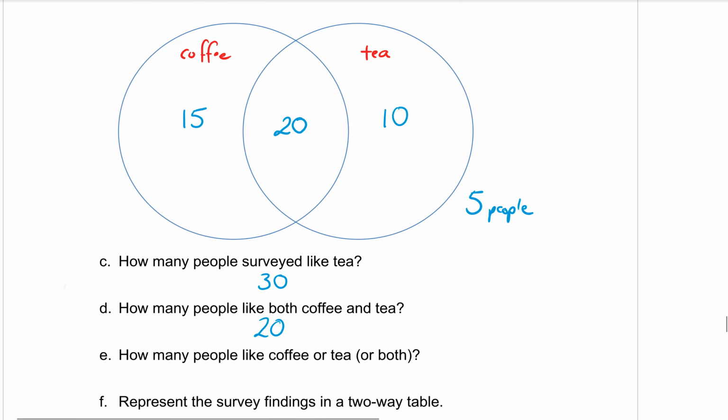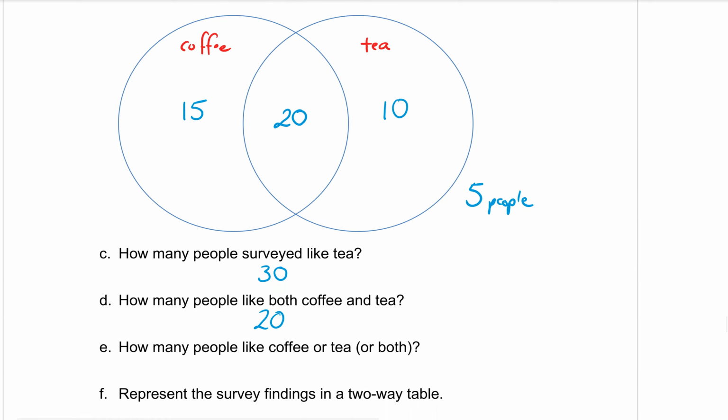And how many people like coffee or tea or both? So they can like coffee, they can like tea, or they can like both, adding all of those up. And we did that on the calculator a minute ago, and we saw that that was 45 people.